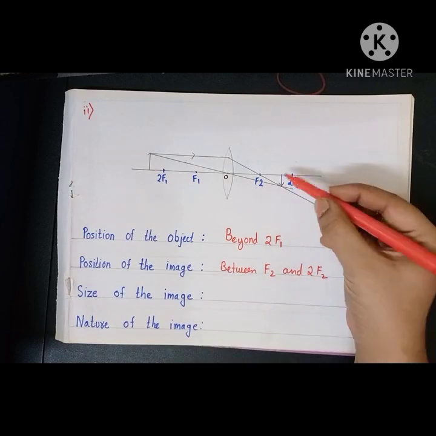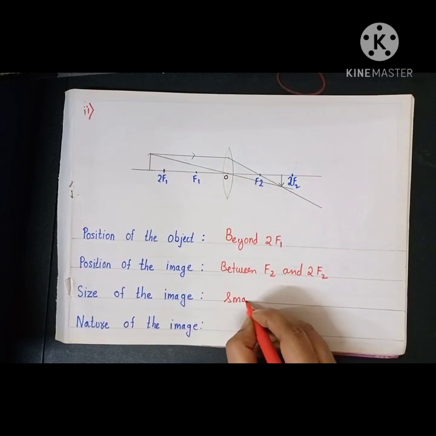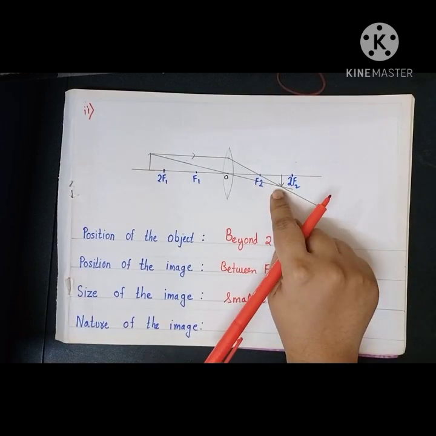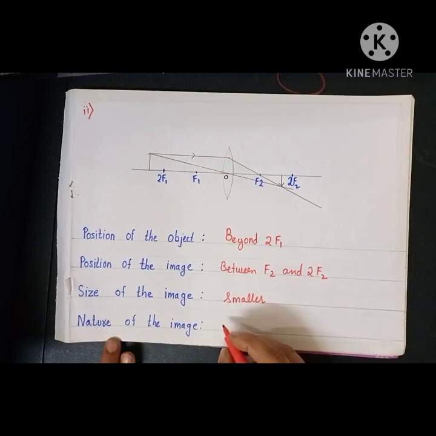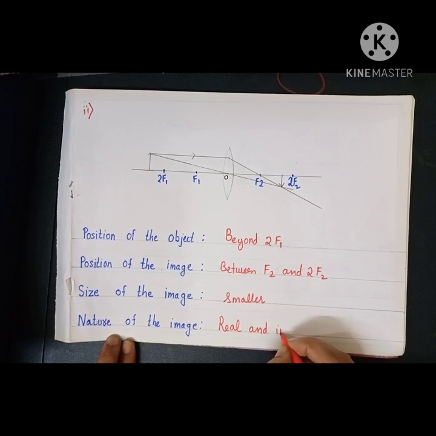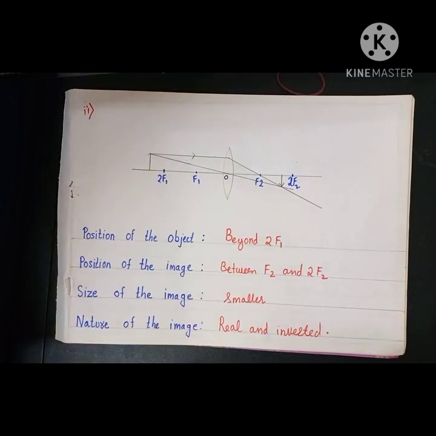Size of the image, you all can see it is smaller. So we'll write smaller. And nature of the image, we have already studied convex lens always form real and inverted image. So write real and inverted.